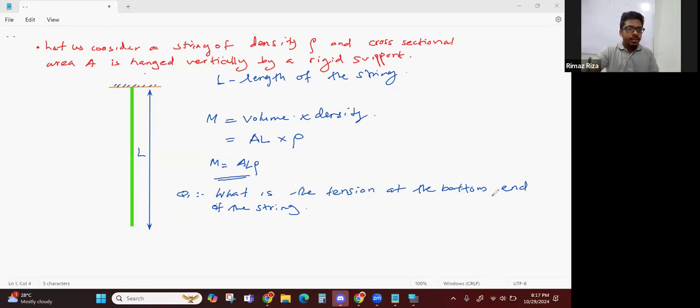So what is the tension at the bottom end of the string? It is zero. So you can write zero. The tension at the bottom end of the string is zero because it doesn't have to carry anything. So therefore it will be zero. So the next question, number 2.